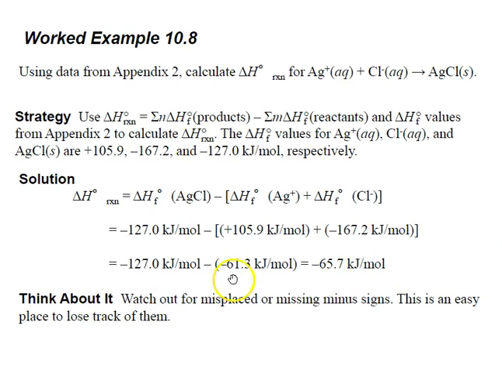And the big thing here is, we know minus a minus is a plus, so watch out for misplaced or missing minus signs. If we lose track, then we could go the wrong direction. So it's fairly simple to do the products minus the reactants, but just pay attention to the signs, if it's negative or positive. And if you put it all in, your calculator will do exactly what you put in. So if you just keep track on there, you can do it. Or you can just think about it in your mind as you're writing it out.